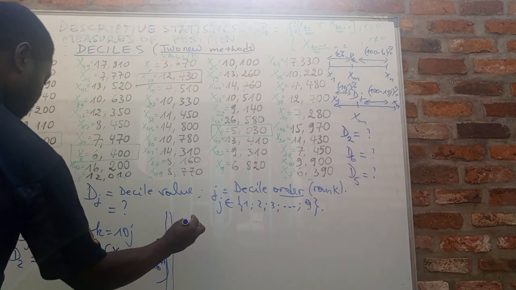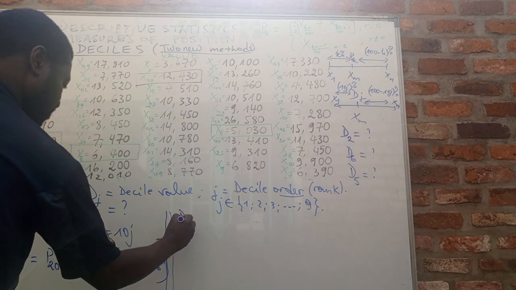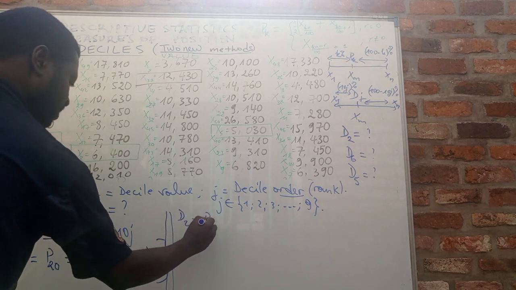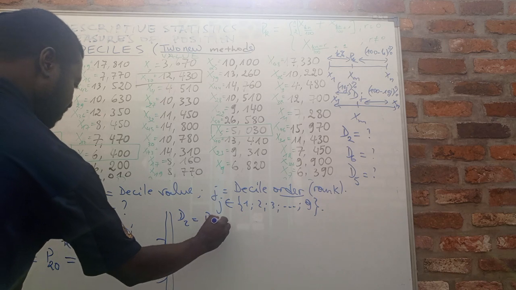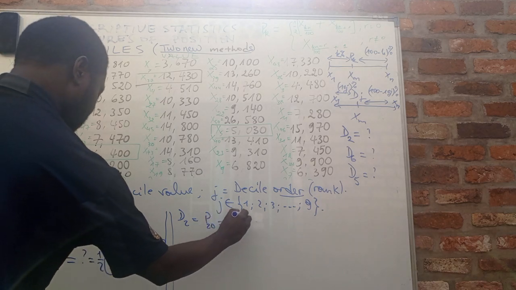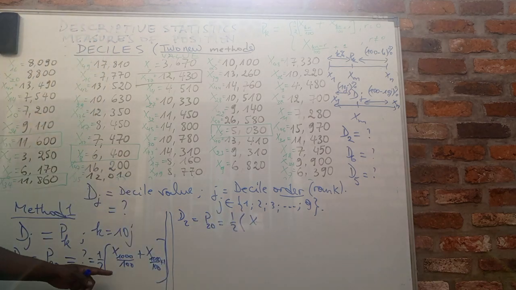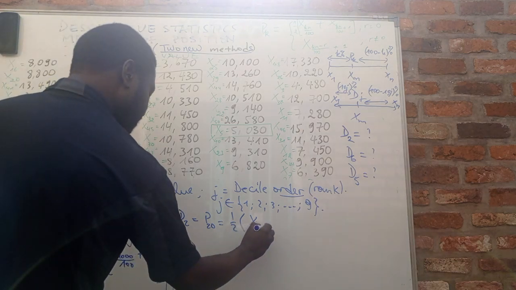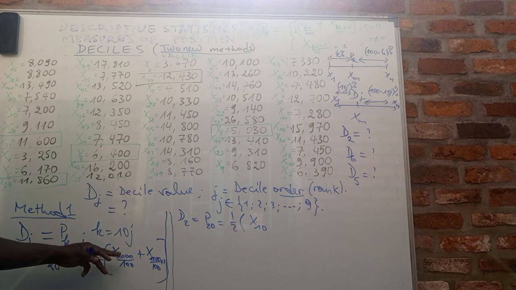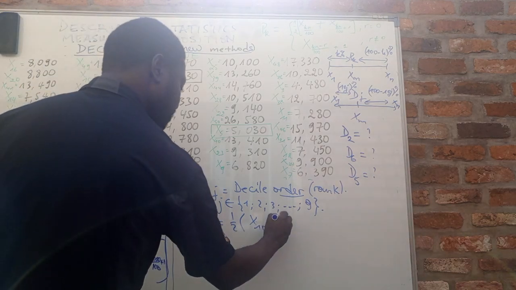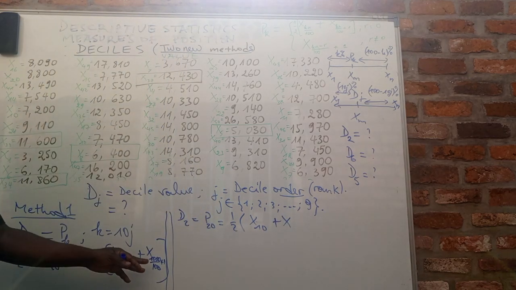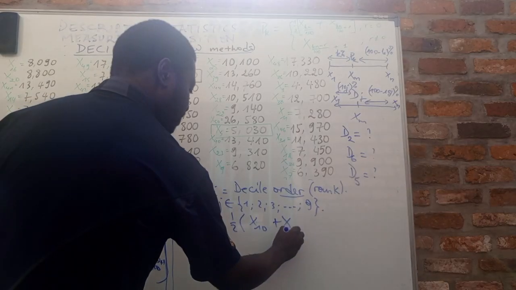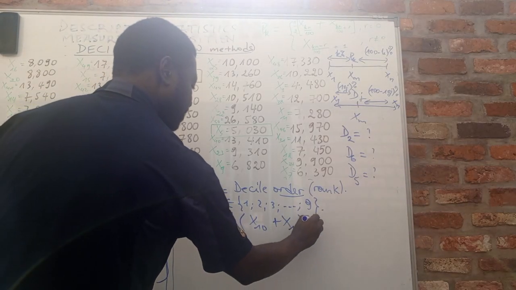So D2, we said, is the percentile of order 20. This is half of x. 1000 divided by 100 is 10. Now plus x sub 10 plus 1 is 11.